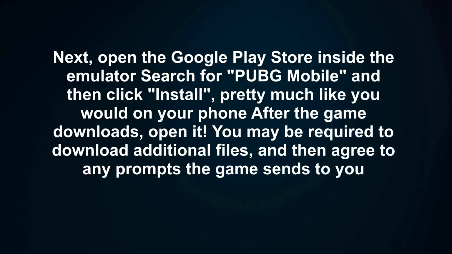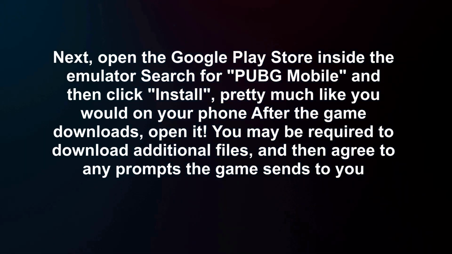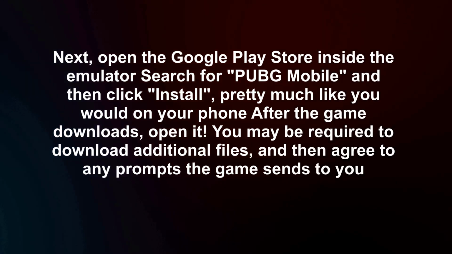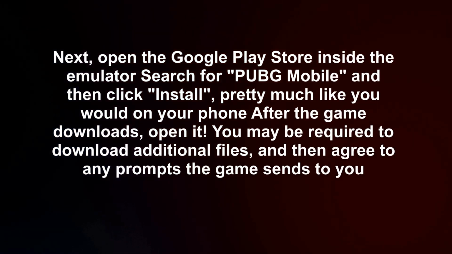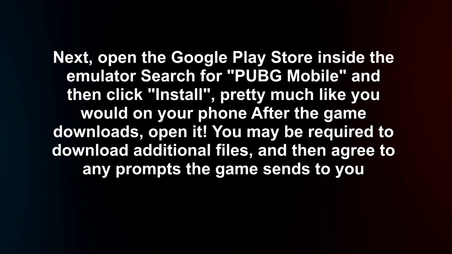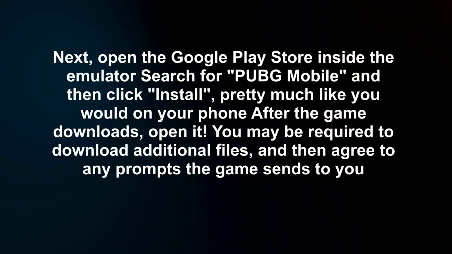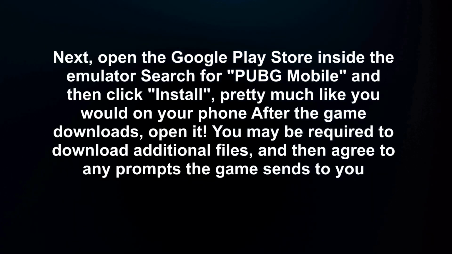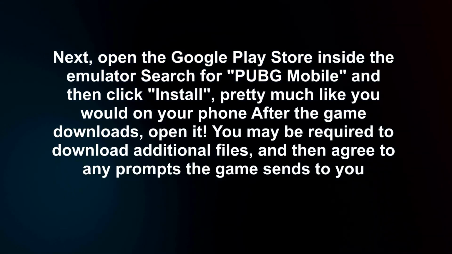Next, open the Google Play Store. Inside the emulator, search for Pubg Mobile and then click Install, pretty much like you would on your phone. After the game downloads, open it. You may be required to download additional files and then agree to any prompts the game sends to you.